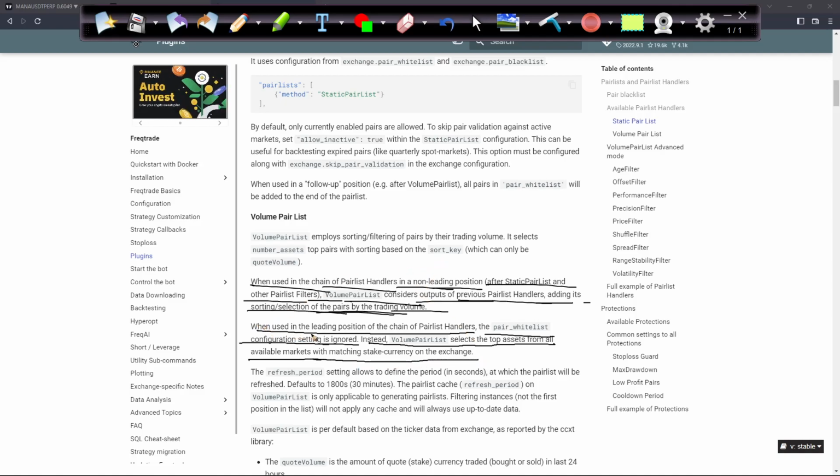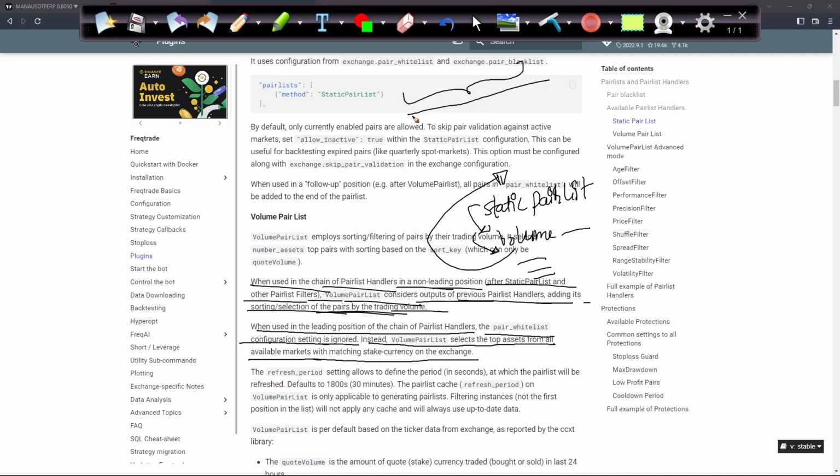So here it is saying when used in a leading position of the chain of pair list handlers. Suppose we have static pair list, and then we have volume pair list, and then we have other pair lists. So their sequence does matter. If we put volume pair list first, it will get all the pairs available in the market and select those pairs, and it will ignore the static pair list. So it goes in a sequence. Okay, so we have to watch out for that.